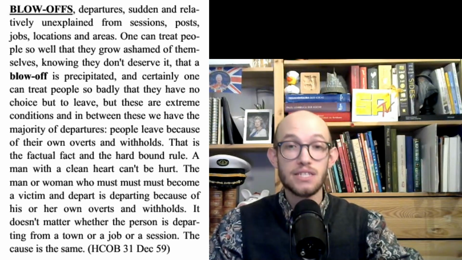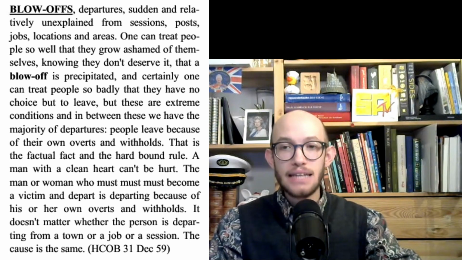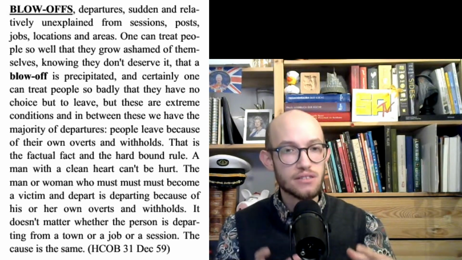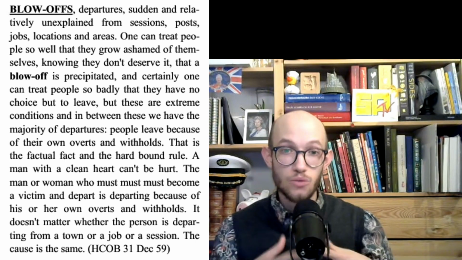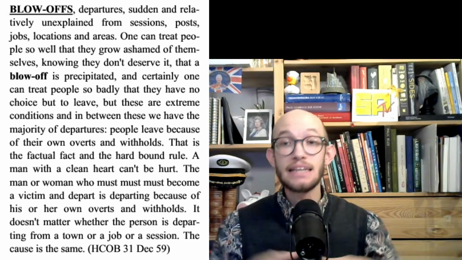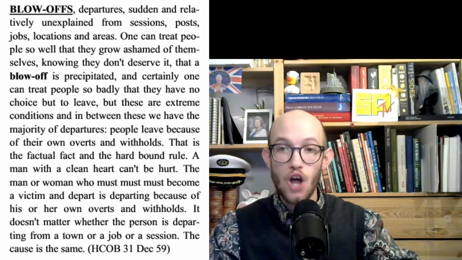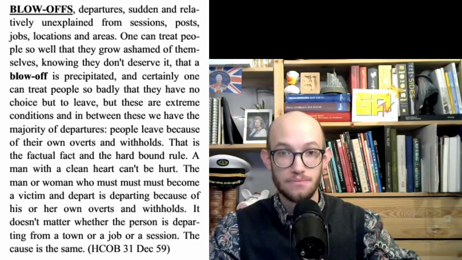And then he obviously gives the other extreme example of being treated so badly. And he says, but these are extreme examples. These are rare occurrences, really. But really, the majority of reasons why people go is in the middle, which is having done overts and withholds. So he basically said, and he says very clearly that that is a fact. People leave because of their own overts and withholds. That is the factual fact and the hard-bound rule.